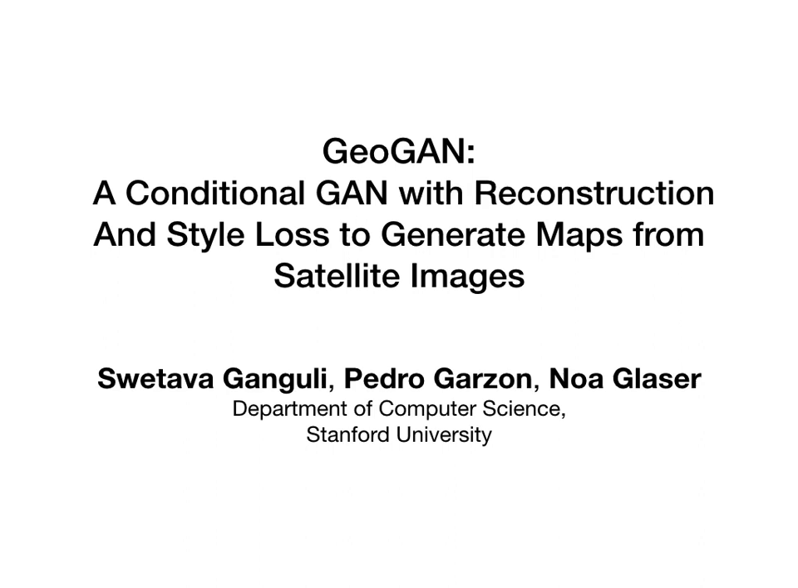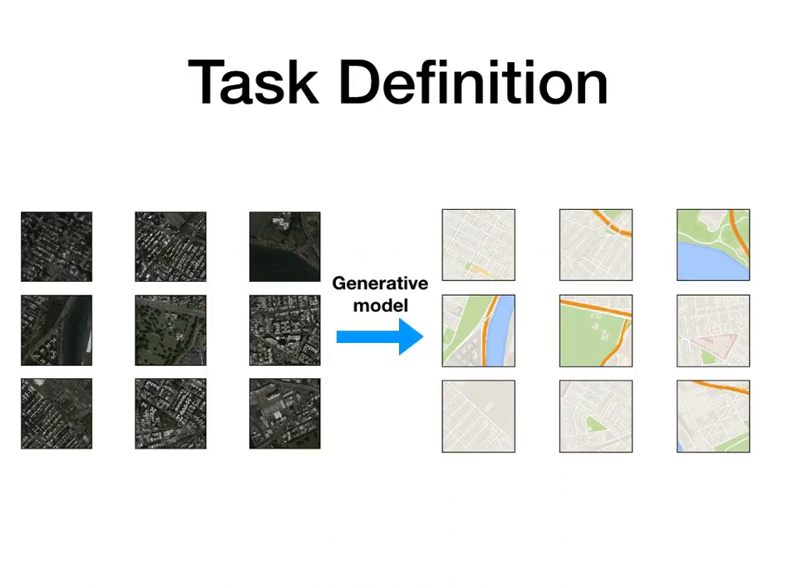Hi, we're Shwetava, Pedro, and Noah, and we're excited to present our project using GANs to automatically generate maps from satellite imagery. Our task definition is taking satellite images and passing them through a model to generate the map of the area. This is a visualization of our target results with inputs on the left and outputs on the right.